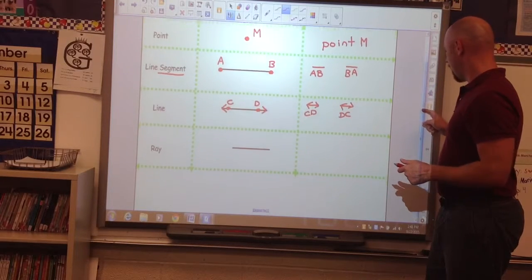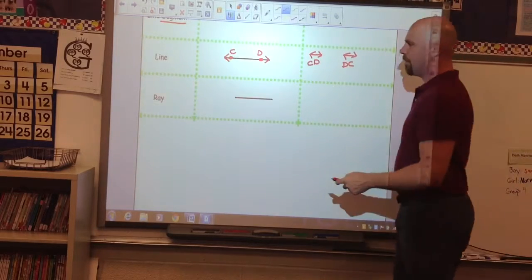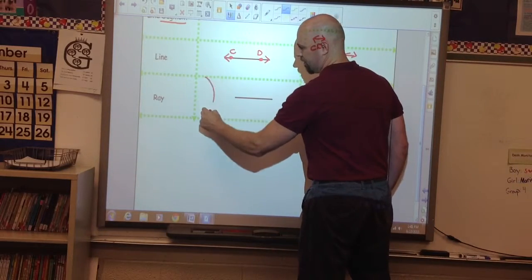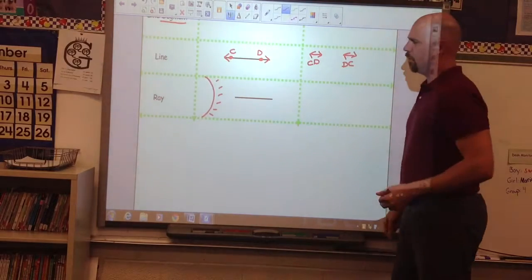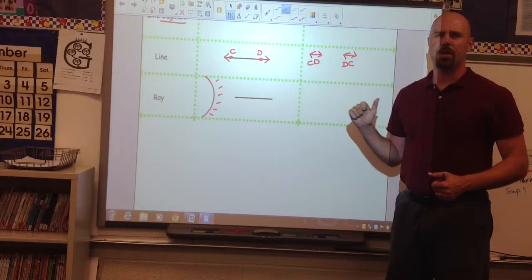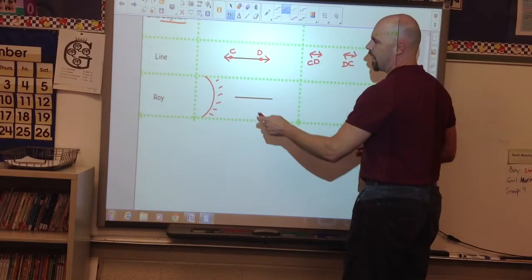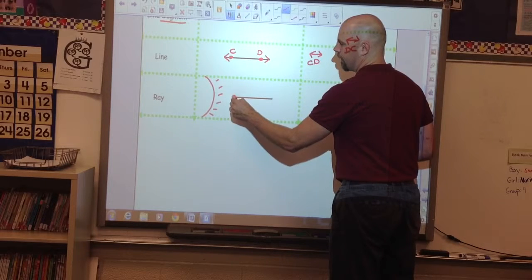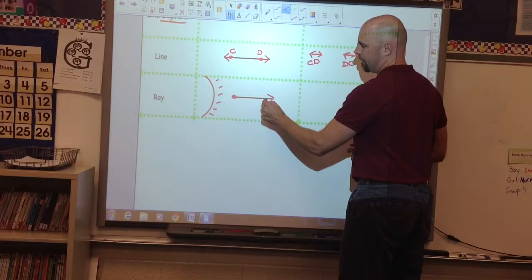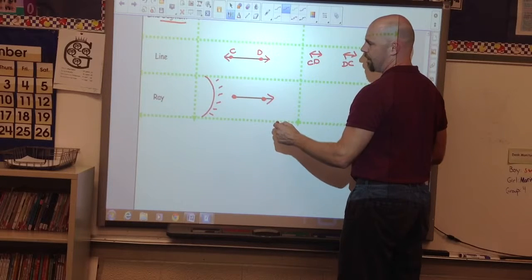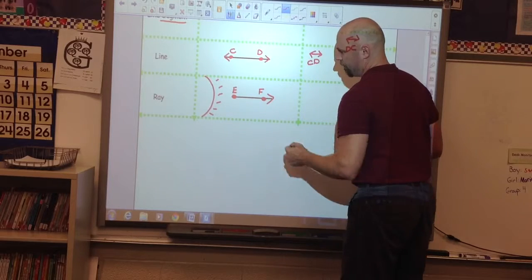The last one we're going to look at is a ray. And the way that I explain it to the kids is think about the sun. So I draw a little sun down here with the rays of sunshine coming off. And a ray is only going to be going in one direction. I say it's like part line segment, part line. So on one end, I'm going to make it look like a line segment. On the other end, I'm going to make it look like a line. I still have to name this. So why don't we go with E and F, since we're using all the letters in order here.